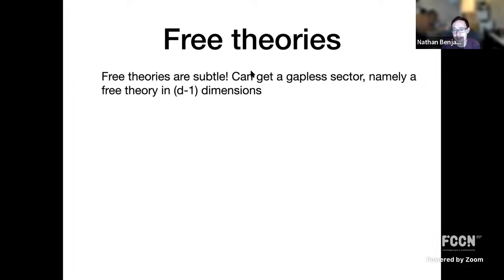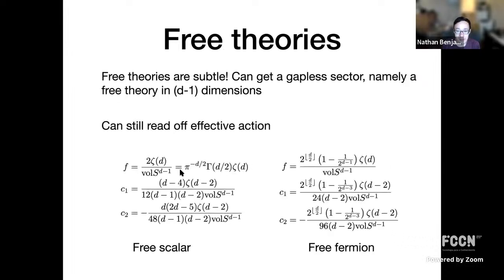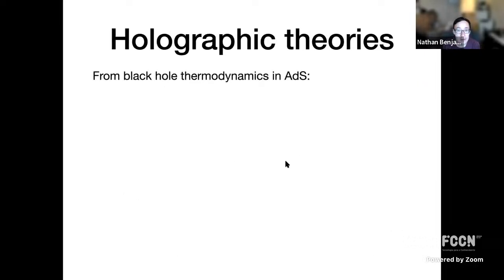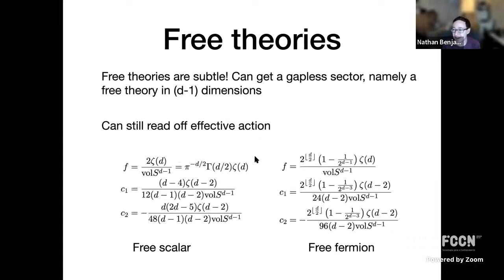So as I said, free theories are subtle. There's a gapless sector because there's a free theory in d-1 dimensions, but you can compute this and take care of it. And for a free scalar and free fermion, you can explicitly read out these expressions, and you get these values for the Wilson coefficients for a free scalar or a free fermion. The functional form takes exactly as we predict, and you can compute this as a function of d.